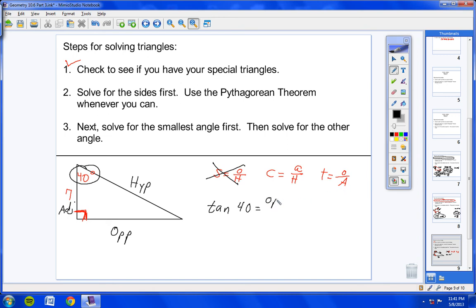So opposite over adjacent, which is 7. There we go. Well, we can solve this. Multiply both sides by 7. Multiply the right side by 7, I get OP. Multiply the left side by 7, and I have 7 times the tangent of 40.